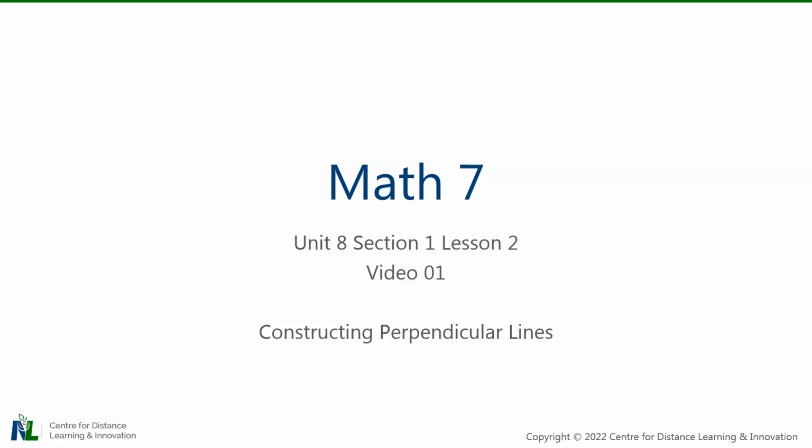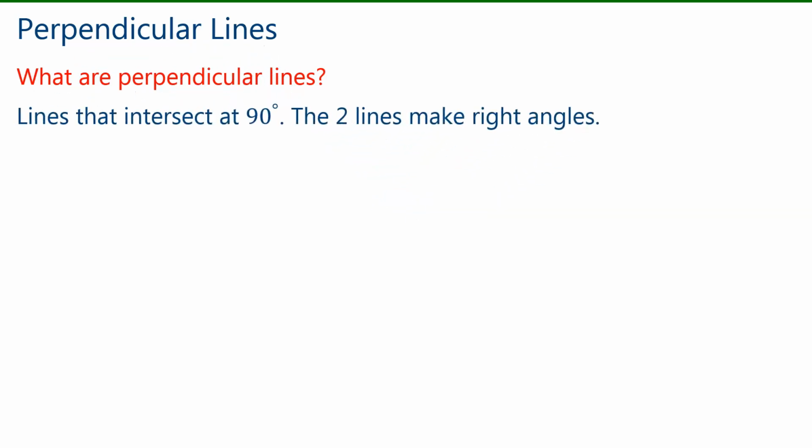Welcome to Unit 8, Section 1, Lesson 2, Video 1, Constructing Perpendicular Lines. Before we start constructions, let's review the question, what are perpendicular lines? Perpendicular lines are simply lines that intersect at 90 degrees. The two lines make right angles.